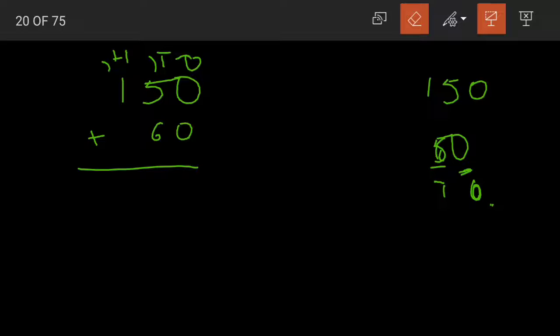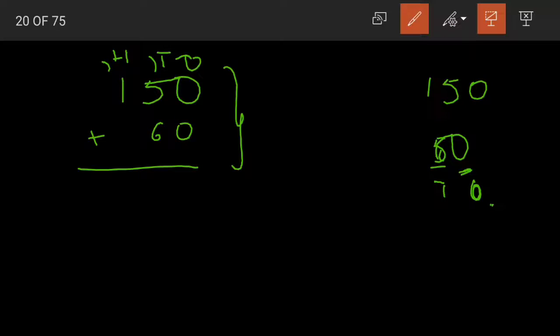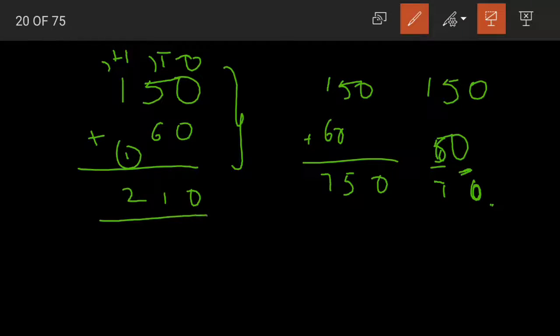Not only decimals, even for normal numbers, this step is the most important, because if you write it wrongly, suppose you write it like this and add, the answer will be 750, but the actual answer is 210. Yes, just a simple mistake has brought such a difference in your answer. That is why the first step is to arrange them in columns with the corresponding place values. The place values should be correct.